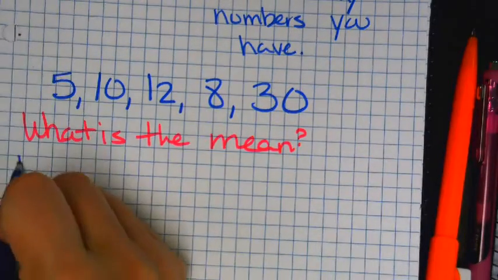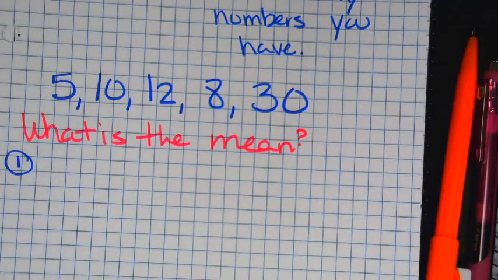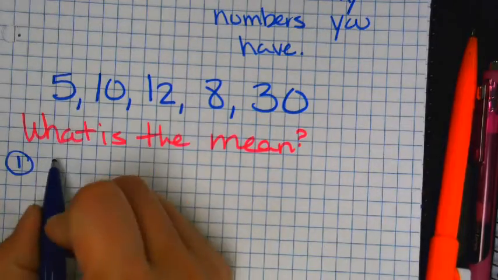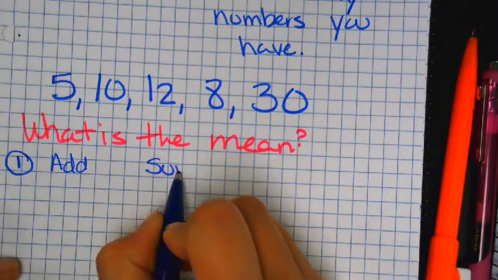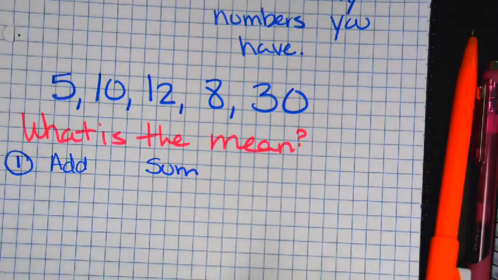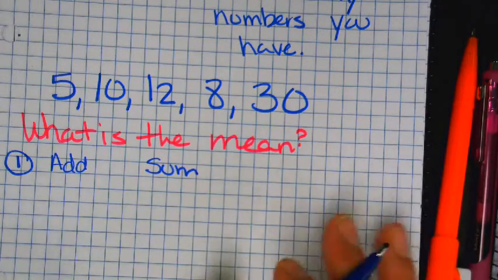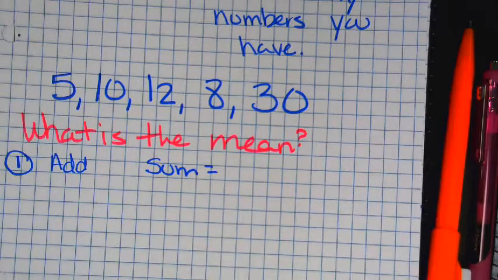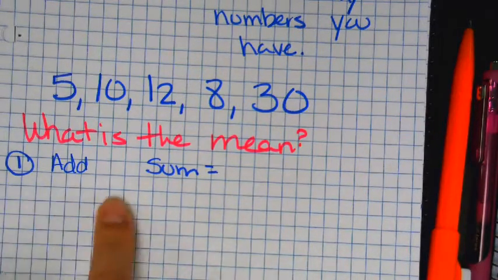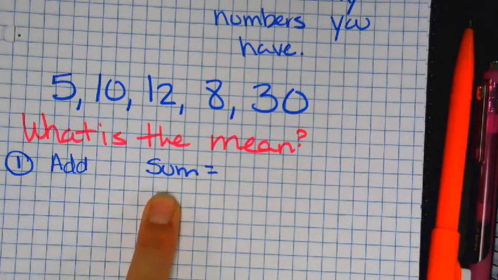Add. Does anybody know the fancy word for add? The definition is the sum. Sum is the answer to an addition problem. So when you add up all the numbers, it's called the sum. So first step is to add. Your answer is called the sum. It's a fancy word for adding. All right, what'd you guys get when you added them?